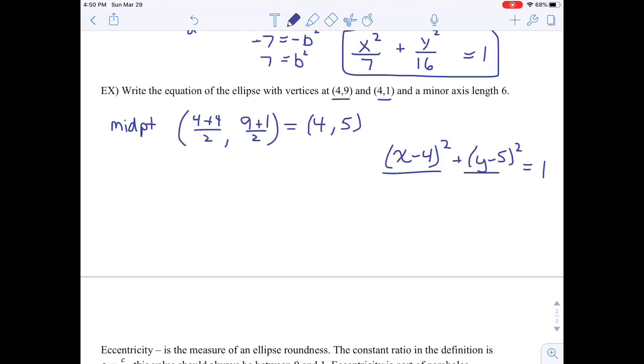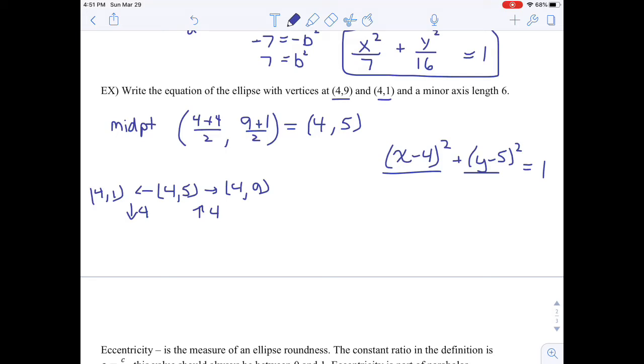Now, we have to think about how far we went. In this case, to go from 4, 5 to 4, 9, we went up 4. And then to go the other way, we had to go down 4. So that means that axis would have a length of 8, which is bigger than 6.